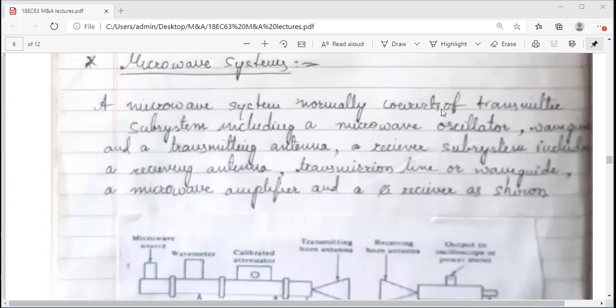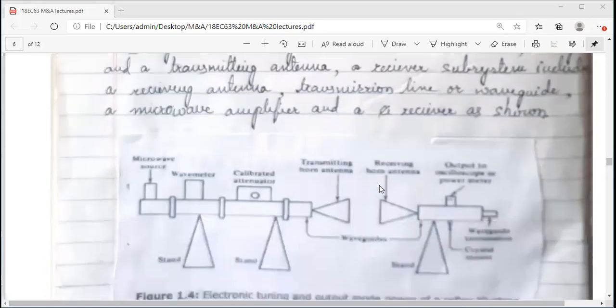You can see a microwave system. It consists of a transmitter system, which includes a microwave oscillator, that is the generator. Then you'll be having a waveguide and a transmitting antenna. At the receiving side, you'll be having a receiver subsystem, which includes a receiving antenna and a transmission line or waveguide, again for the wave to pass. Then, as some attenuation might have taken place during transmission, you need a microwave amplifier. So this is a general microwave system.